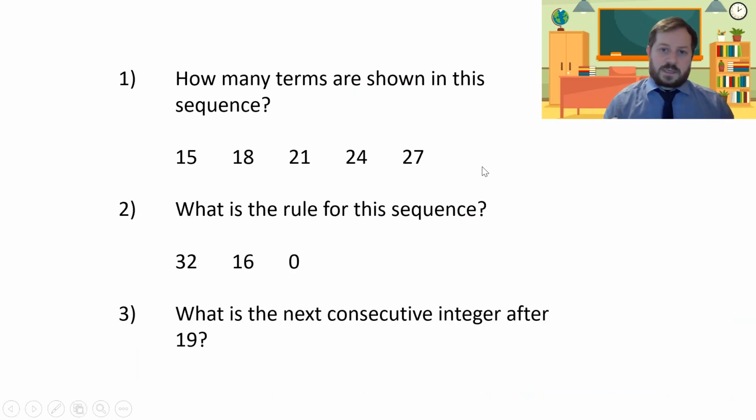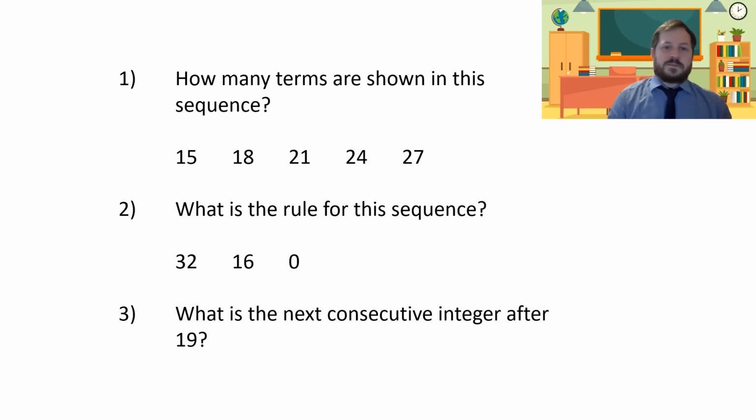So the first thing I'm going to ask you to do is have a look at these three questions. And I just want you to have a think about them, because some of them are to do with the key vocab that we're thinking about. So have a go. If you're not sure, don't worry, we will go through them. Pause now.